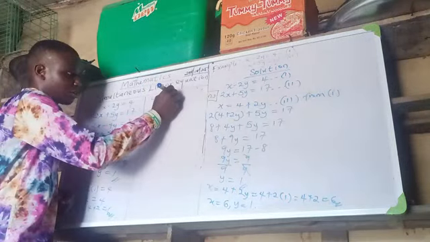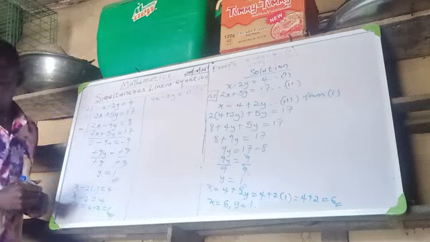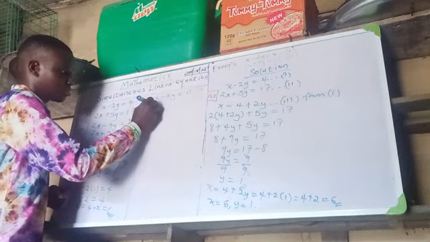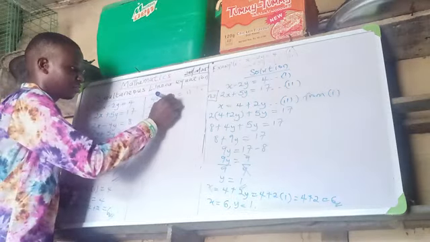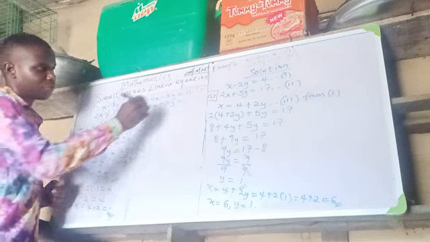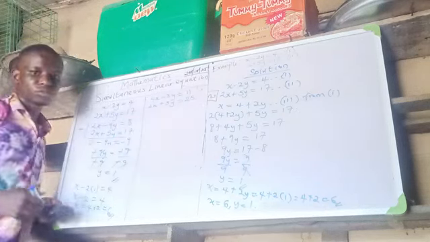Minus 3y equals 11, and then 2x plus 5y equal to what? 25. So use any of the methods.